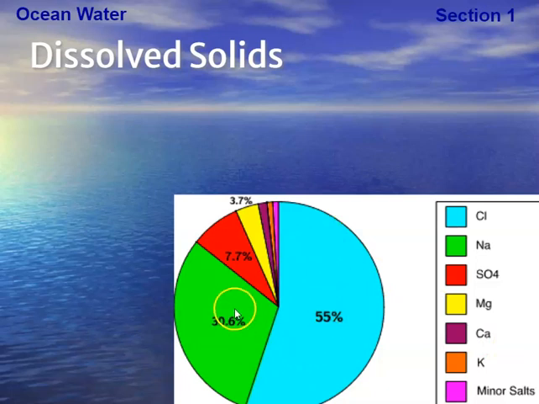55% is chlorine, 30.6% is sodium, 7.7% is different oxides, magnesium 3.7%, and calcium, we're getting a little bit smaller, somewhere in the neighborhood of 1.5%. And then we've got potassium and other minor salts.